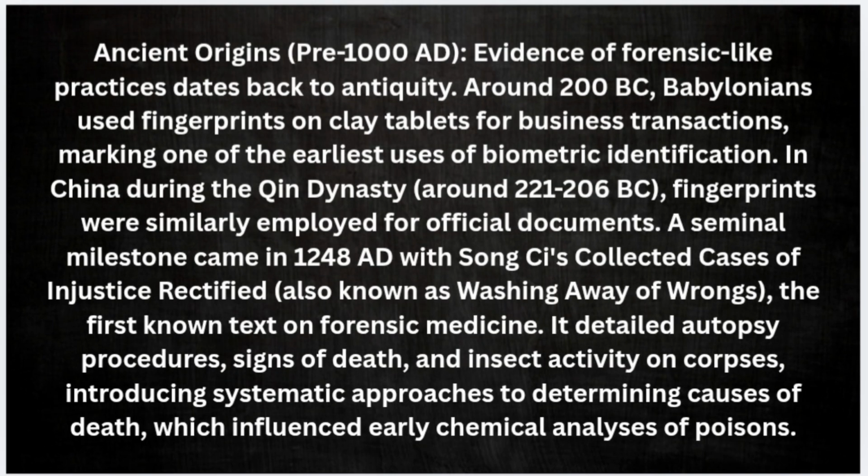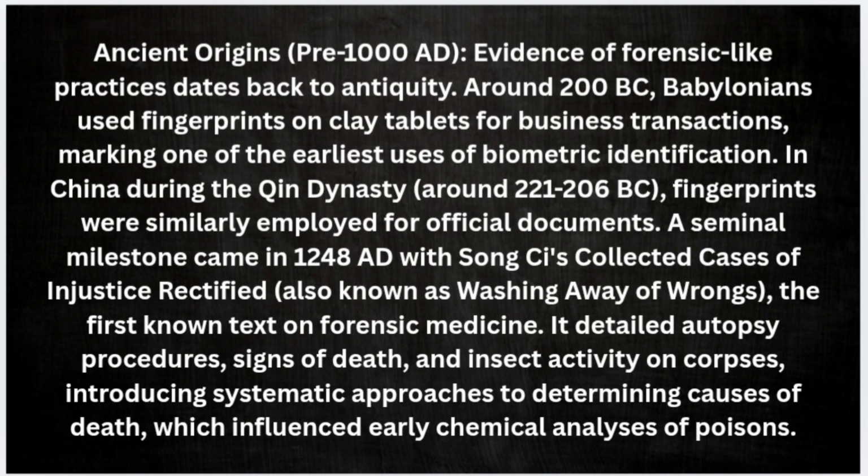Ancient origins, pre-1000 AD. Evidence of forensic-like practices dates back to antiquity. Around 200 BC, Babylonians used fingerprints on clay tablets for business transactions, marking one of the earliest uses of biometric identification. In China during the Qin dynasty, around 221 up to 206 BC, fingerprints were similarly employed for official documents.